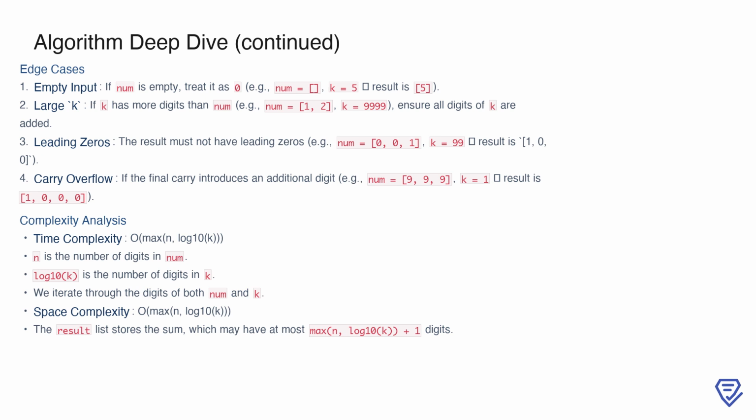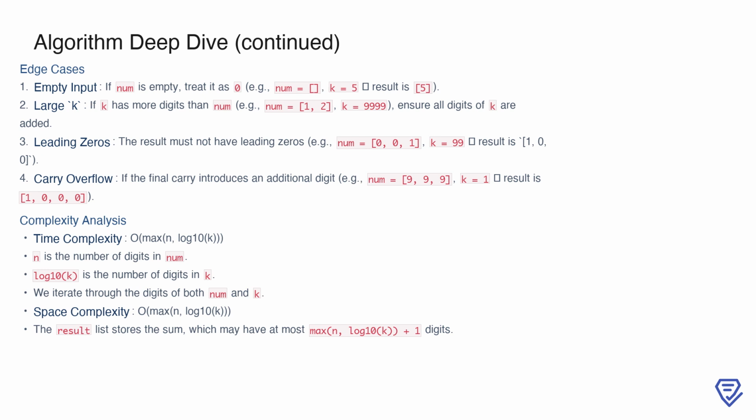Additionally, the result should never contain leading zeros. For instance, if number is 0, 0, 1, and k is 99, the output must be 1, 0, 0, not 0, 1, 0, 0. Lastly, we must handle cases where the carry introduces an additional digit to the sum. For instance, adding 1 to 999 results in 1, 0, 0, 0, as the carry propagates through all digits and creates a new most significant digit.